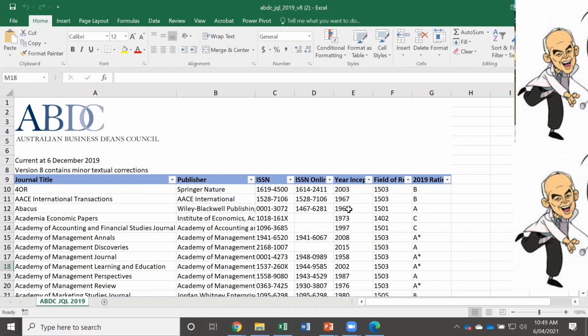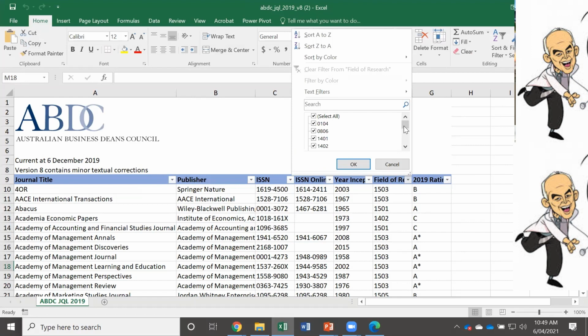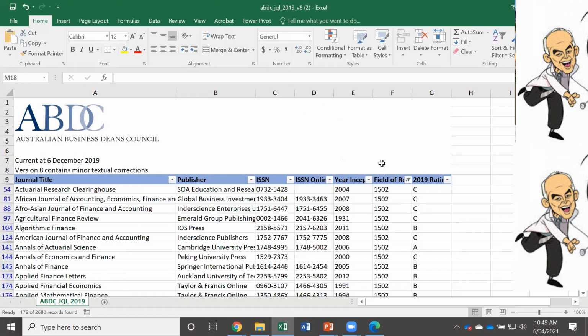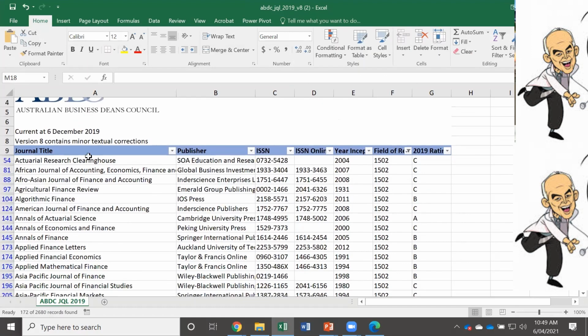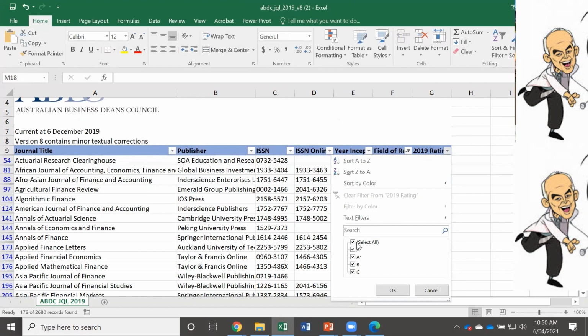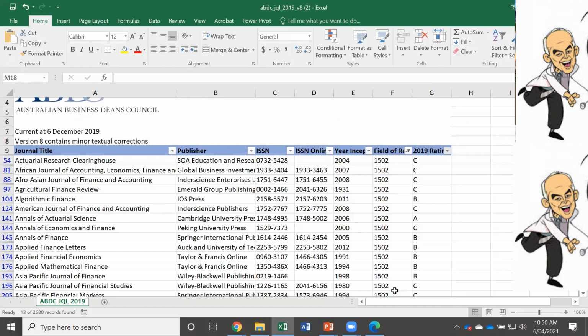If you're doing research in finance, because I'm from finance, I'll just give a finance example. The field of research that I showed previously for finance is 1502. So I can go for 1502 only, and I can click on that. Now only finance journals are shown here. And then within the finance journals, I only want to see A-star journals. So I click on A-stars.